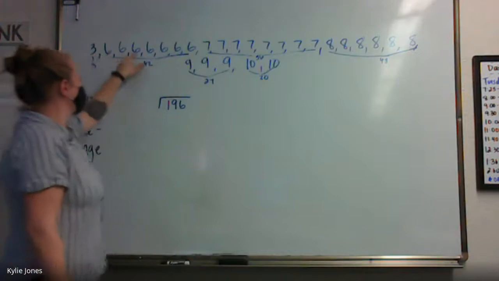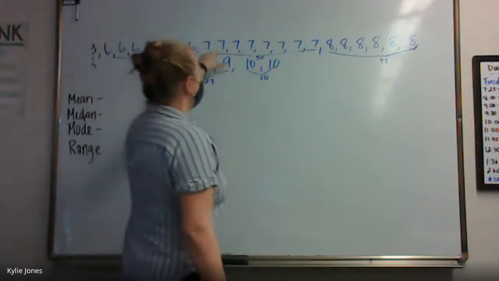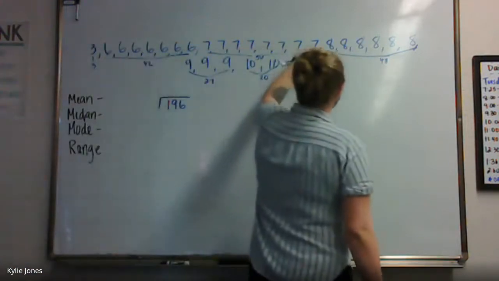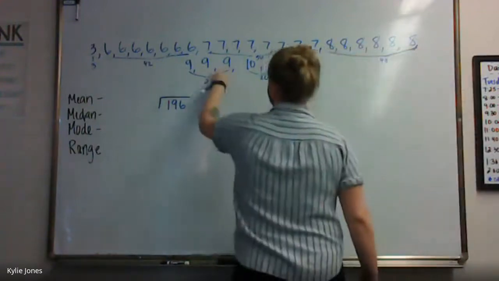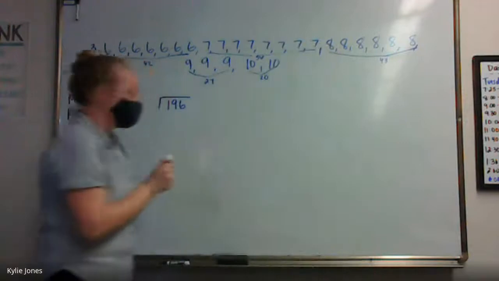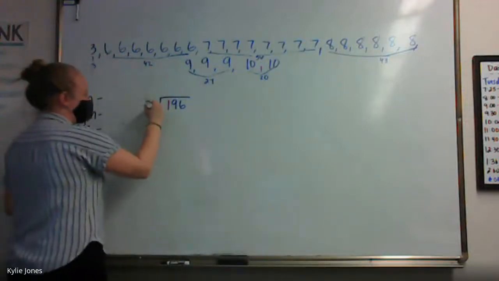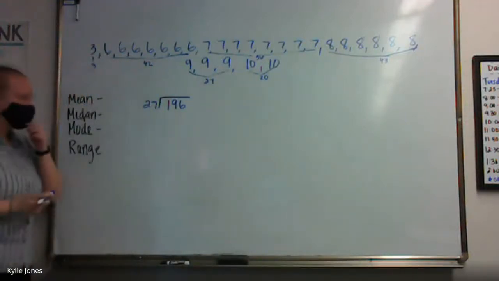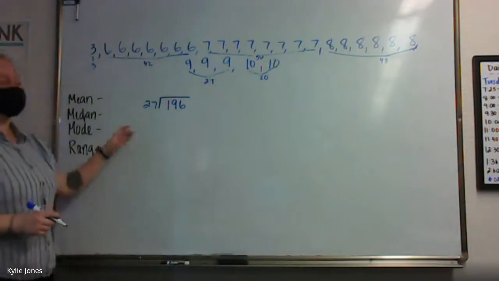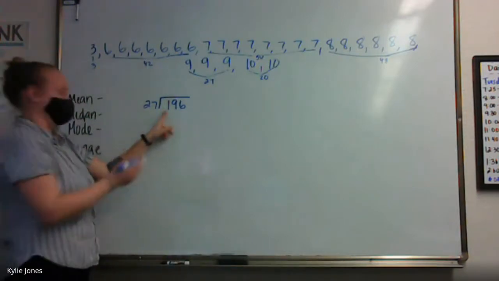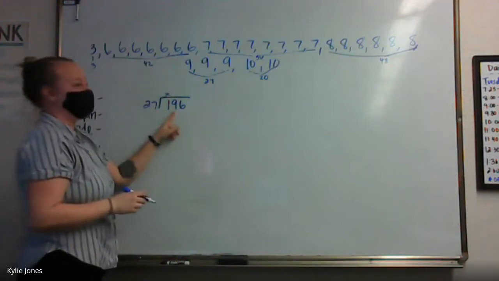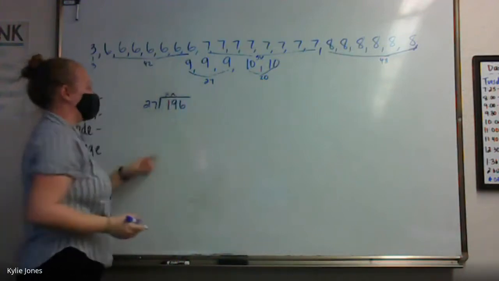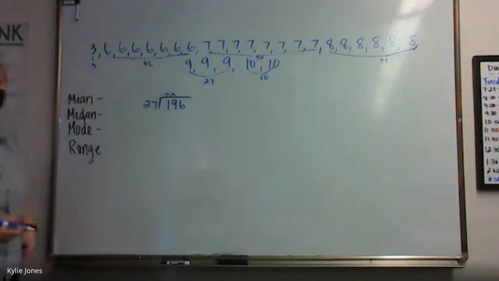1, 2, 3, 4, 5, 6, 7, 8, 9, 10, 11, 12, 13, 14, 15, 16, 17, 18, 19, 20, 21, 22, 23, 24, 25, 26, 27. We got to divide by 27 because we added together 27 numbers. So we know that 27 doesn't go into 1. Does 27 go into 19? No. So we got to figure out 27 into 196.